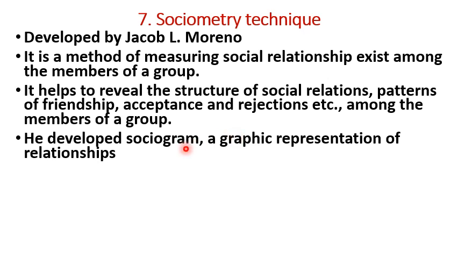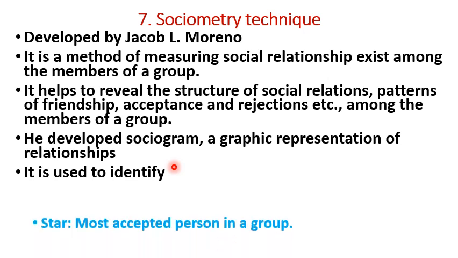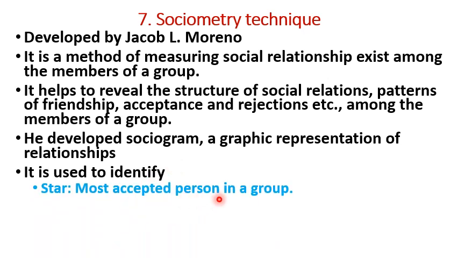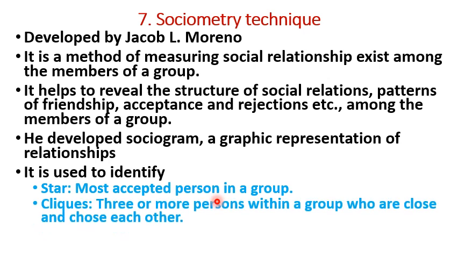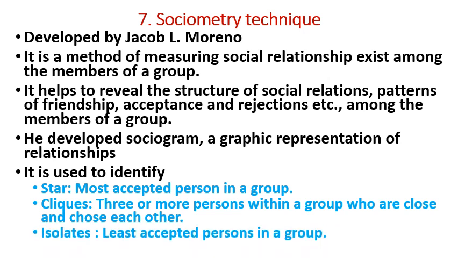He developed a sociogram, a graphic representation of relationships, which is used to identify star. Star is the most accepted person in a group. Then cliques. Cliques are three or more persons within a group who are close and choose each other. And the last one, isolate. Isolates are the least accepted persons in a group who are not chosen by others. So sociometric techniques are used to measure the relationship between the members of a group and to identify the acceptance and rejections among the members of these groups.